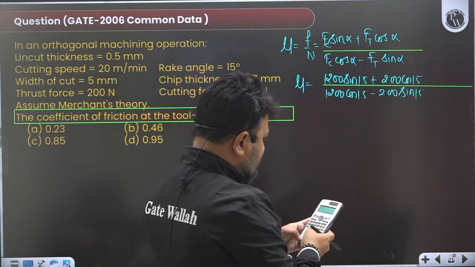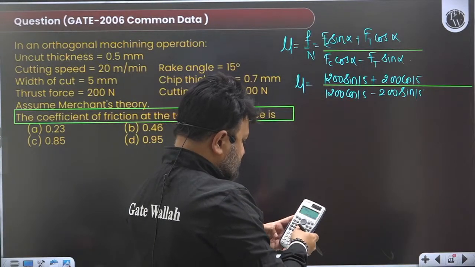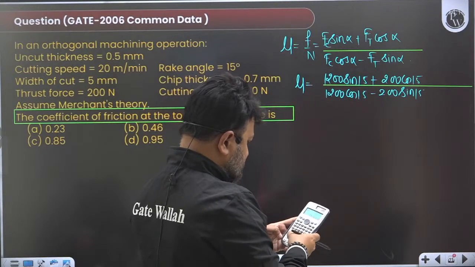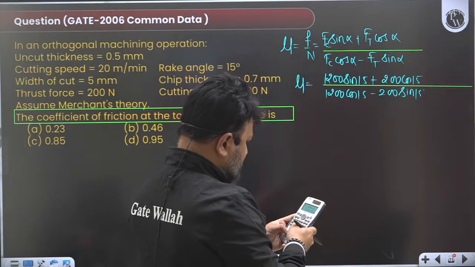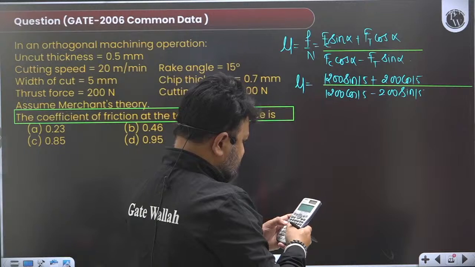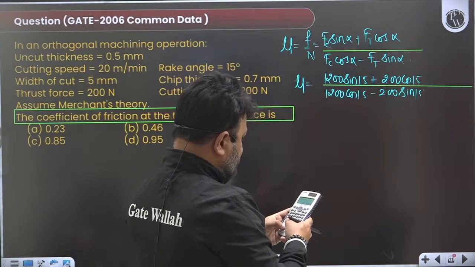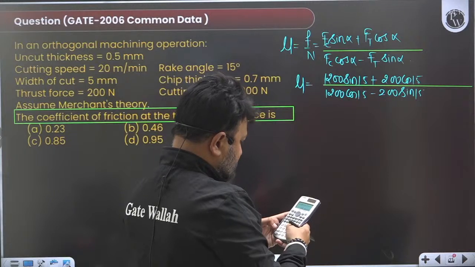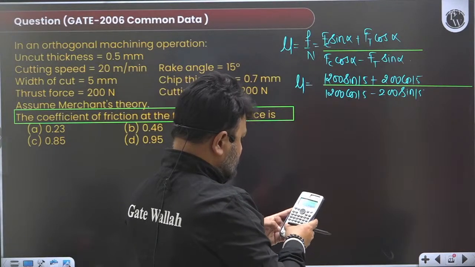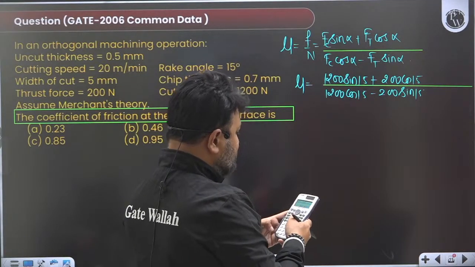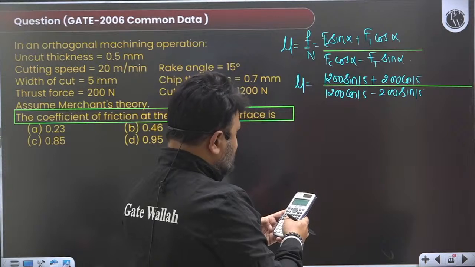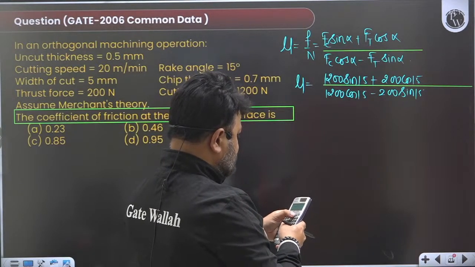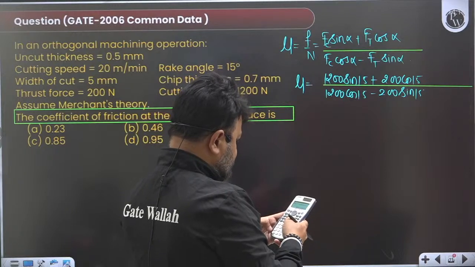So here 1200 into sin of 15, plus 200 into cos of 15. Answer divide by 1200 into cos of 15 minus 200 into sin of 15.